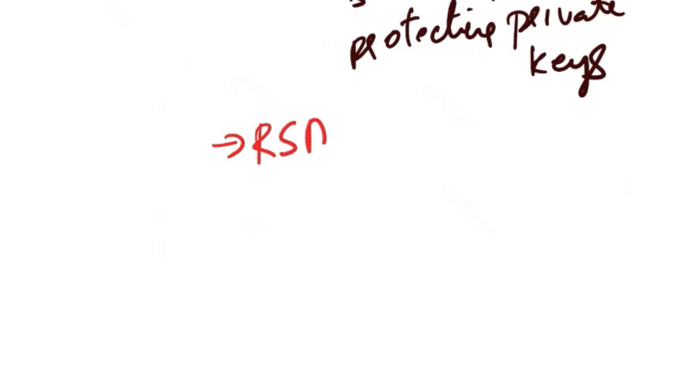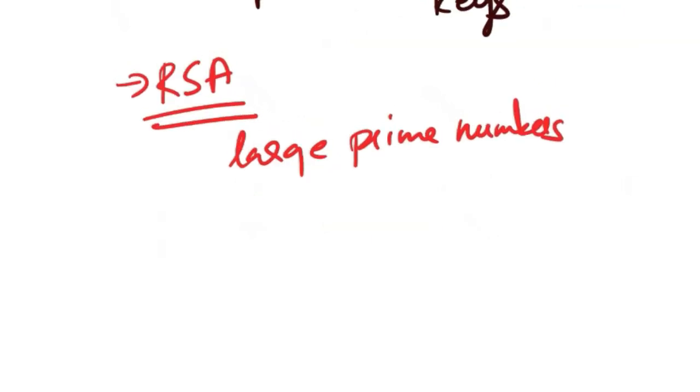Now let's look at some of the examples of asymmetric cryptography. First one is RSA. This is one of the oldest and most widely used asymmetric encryption algorithms. It uses the mathematical properties of large prime numbers and their factorization to generate public and private key pairs. RSA is used in various applications including secure communication protocols, for example TLS/SSL, and digital signatures.